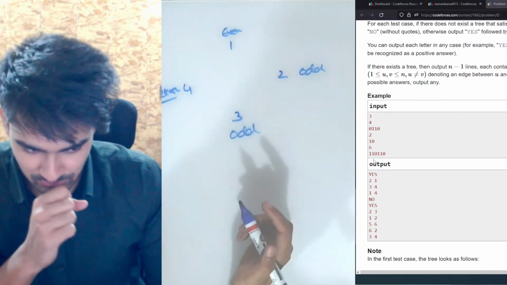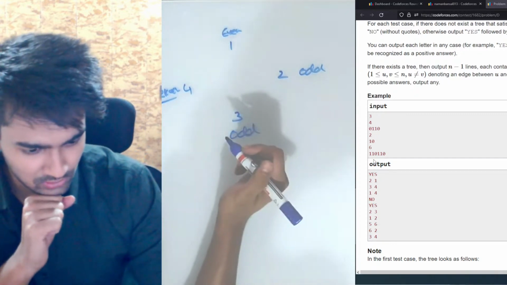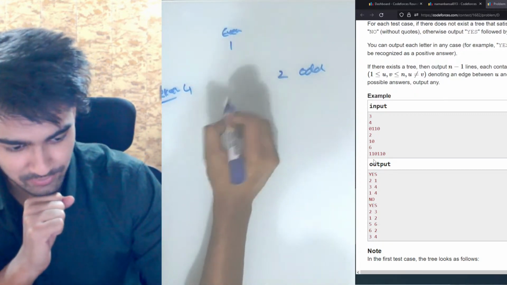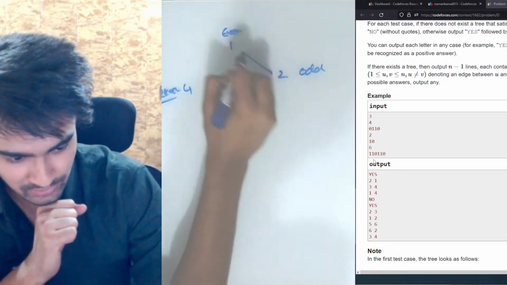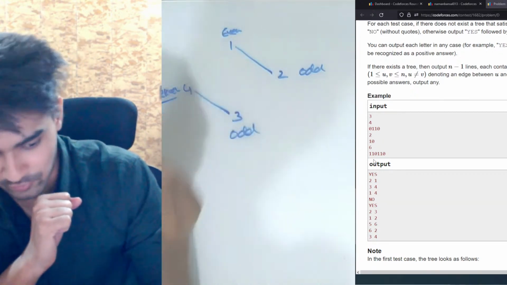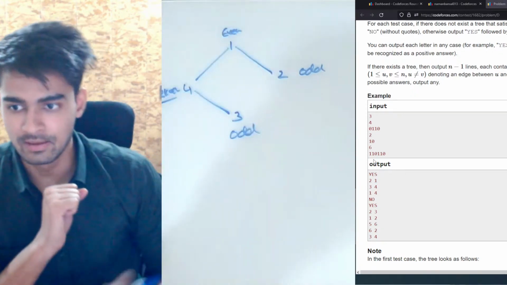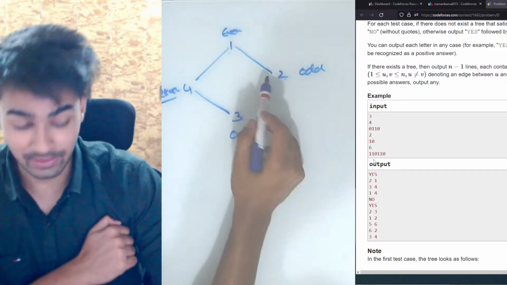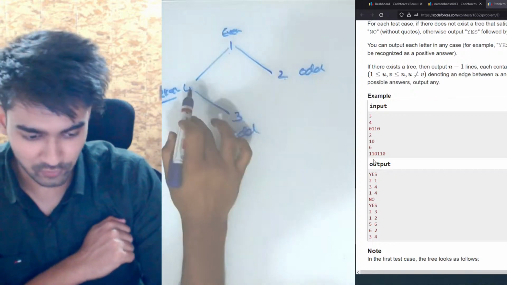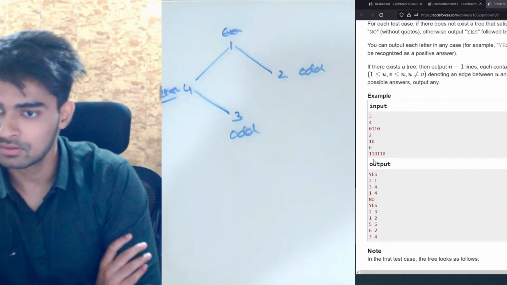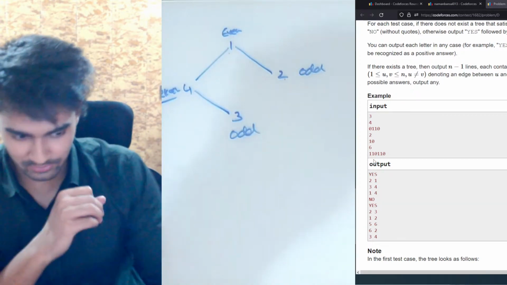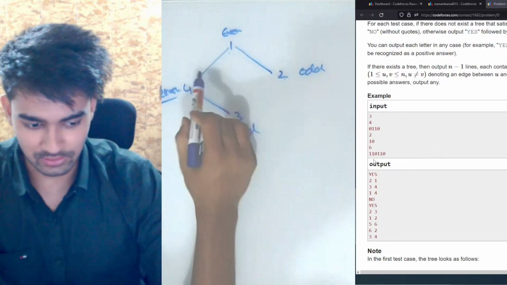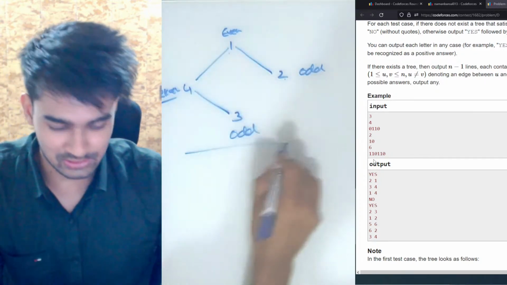One possible answer would be we connect 3 with 2, 2 with 1, we connect 3 with 4, and we connect 1 and 4. With this, 1 has a degree of 2, 2 has a degree of 1, 3 has a degree of 1, 4 has a degree of 2. And no edges intersect, so this is a valid answer.